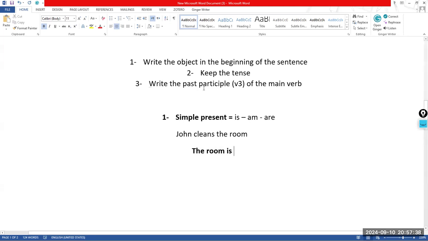Now, number 3, write the past participle of the main verb. Where is the main verb in this sentence? John cleans the room. Cleaned. Thank you. So the main verb is clean, and the past participle of the main verb clean is cleaned. So the room is cleaned.